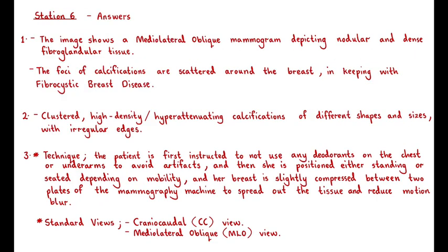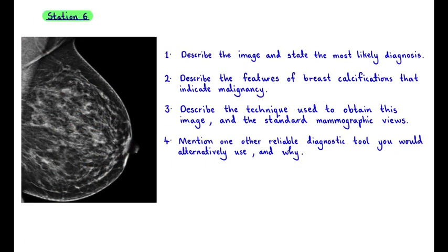So the image shows a mediolateral oblique mammogram depicting nodular and dense fibroglandular tissue. And then the foci of calcifications are scattered around the breast in keeping with fibrocystic breast disease. As you can see here, the foci of calcifications are scattered around the breast, which is in keeping with fibrocystic breast disease, also known as fibrocystic change.